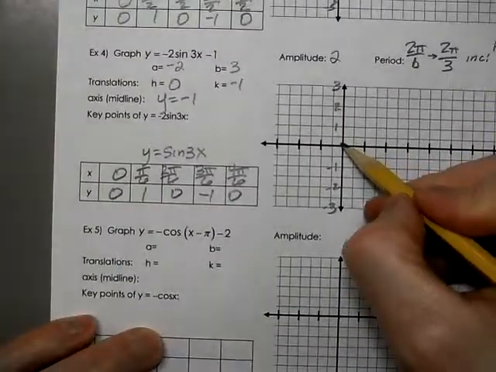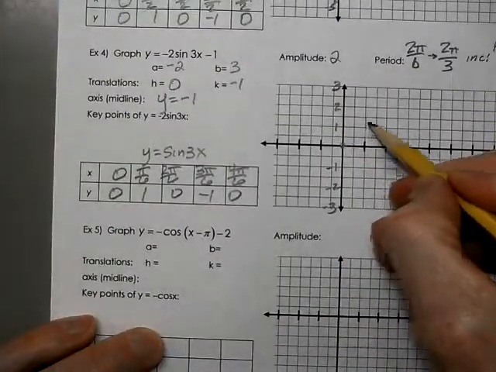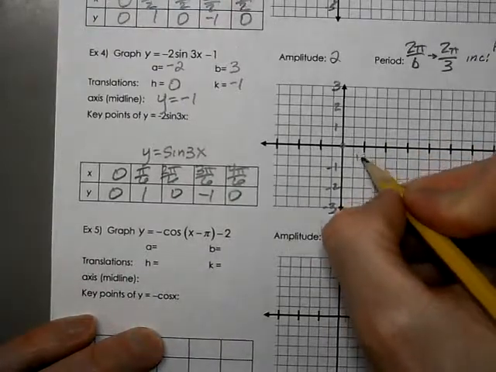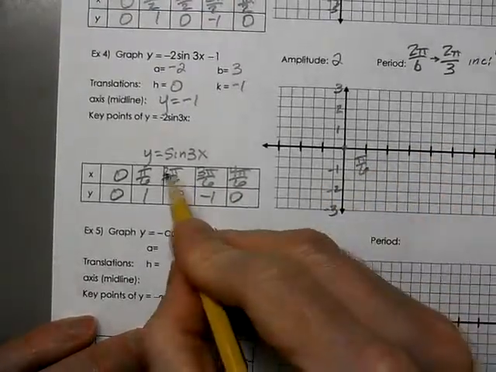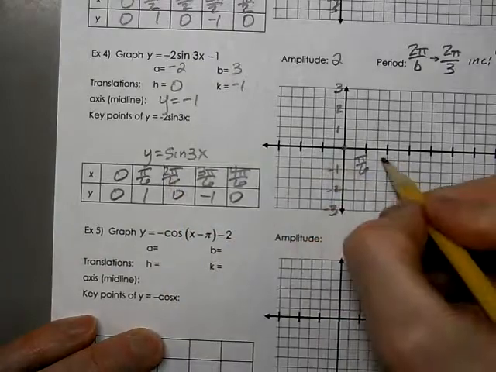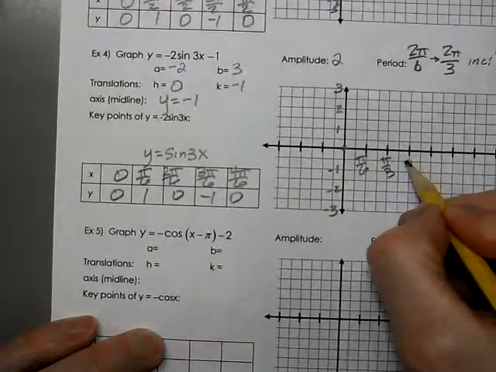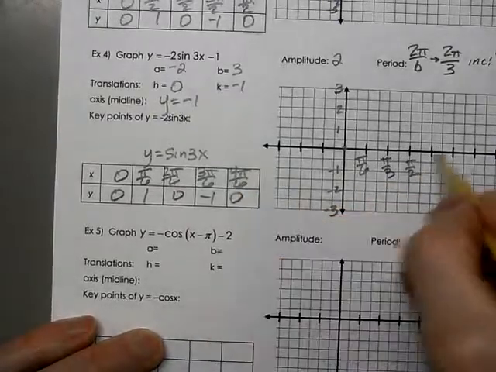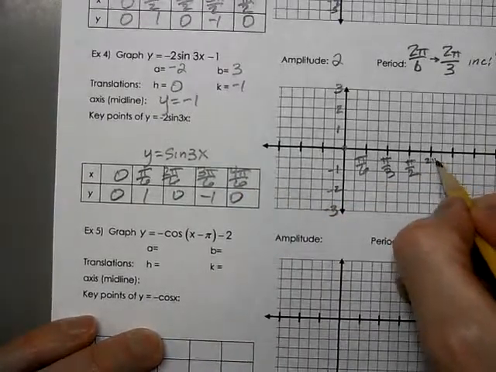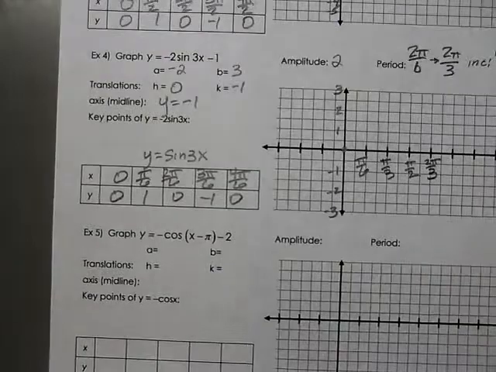So our sine starts out at 0, makes the climb. We have pi over 6. This reduces to pi over 3. This one reduces to pi over 2. And this guy reduces to 2 pi over 3.